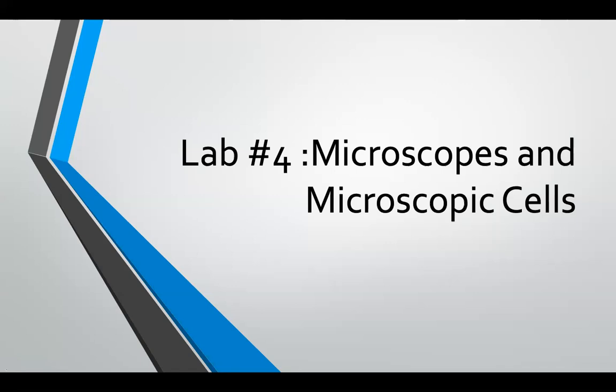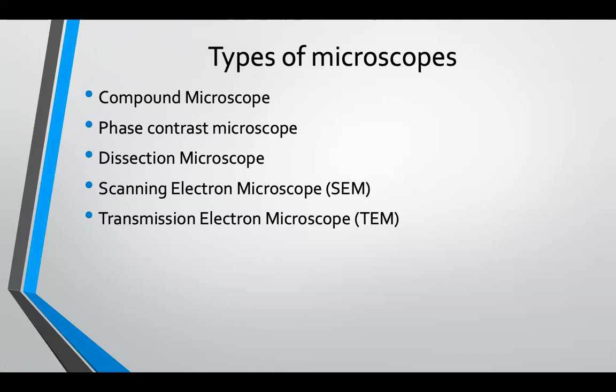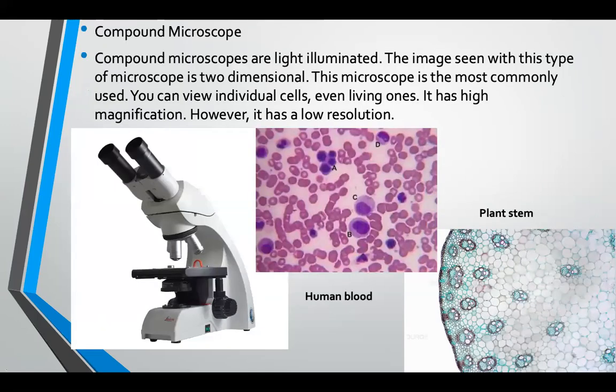This lab is on microscopes and microscopic cells, and your worksheet will involve labeling a microscope and then doing a couple of lab simulations on different websites, looking at microscopes and seeing things underneath the microscope. So here are the different types of microscopes: the compound microscope, the phase contrast microscope, the dissection microscope, the scanning electron microscope, and the transmission electron microscope.